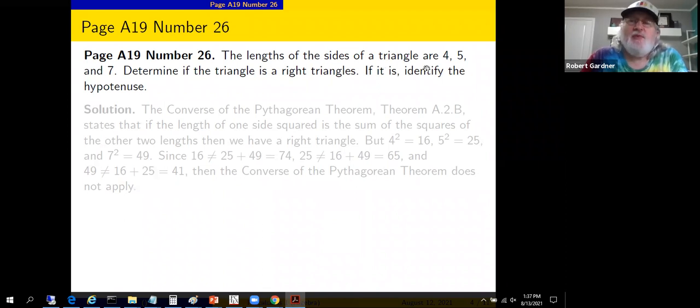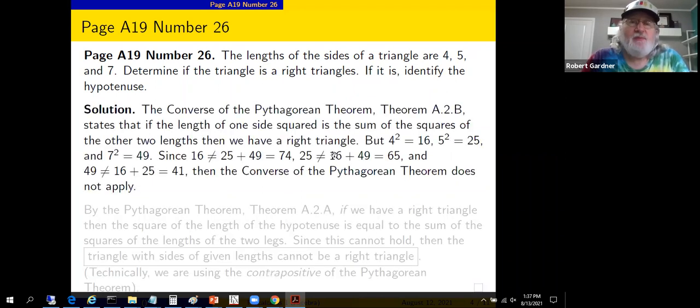And suppose you're given 3 lengths. The lengths of the sides of a triangle are 4, 5, and 7. Determine if the triangle is a right triangle. If it is, identify the hypotenuse. So we need to check and see if one of these squared equals the sum of the squares of the other two sides. The converse of the Pythagorean theorem tells us if that occurs, then we have a right triangle.